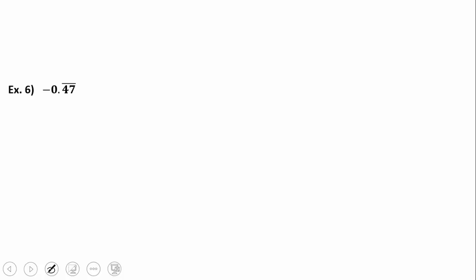And our last one, negative 0.47 repeating. Well, that bar above it says it is repeating. The definition of an irrational says it does not repeat, so this must be a rational number. Quick question, is it an integer? It says it's negative, is it an integer? The answer to that would be no, because it is a decimal number that is not an integer. Remember, integers are made up of counting numbers and whole numbers, positive and negative, not decimals or fractions.